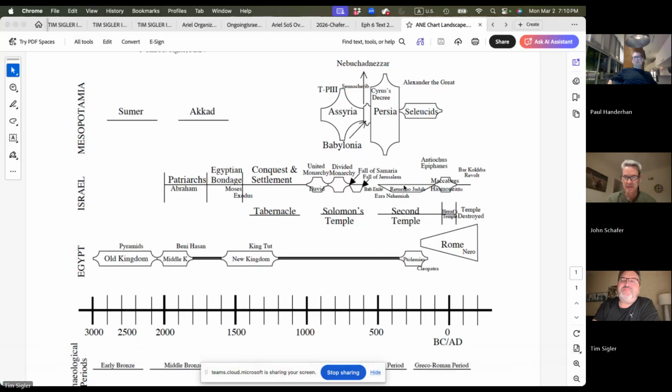Somewhere in here, we have the last prophet, Malachi, and John the Baptist coming on the scene some 400 years later. So they roughly correspond, but not fully. The Second Temple period is larger than the intertestamental period, but they overlap.